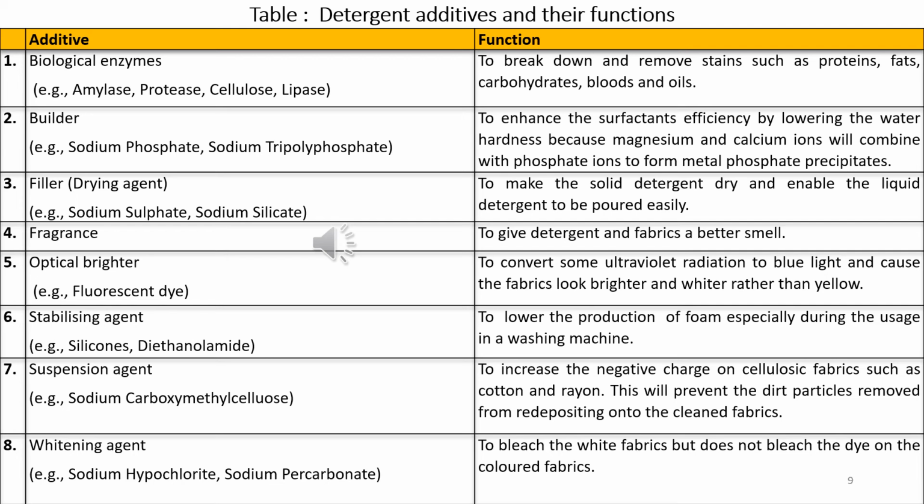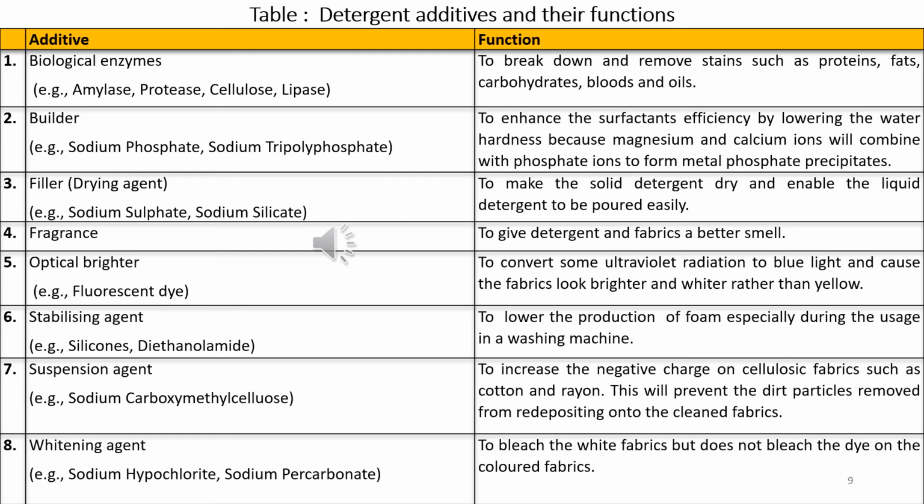Number 2 is builders. Examples of builders are sodium phosphate and sodium tripolyphosphate. What is the function of builders? Their function is to enhance the surfactant's efficiency by lowering the water hardness, because magnesium and calcium ions combine with phosphate ions to form metal phosphate precipitates. So that's how builders work in detergents.